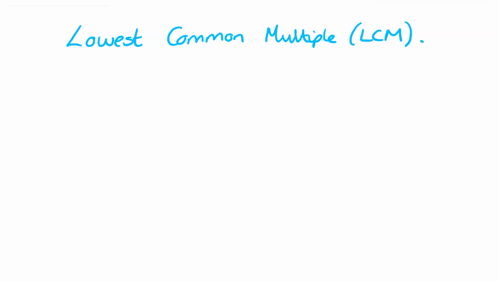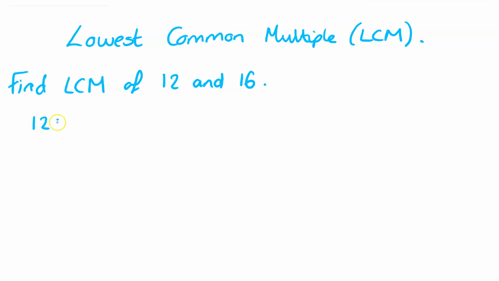Right, I'm going to show you, so let's get my pen to work. Find the lowest common multiple of 12 and 16. So if you're doing the list method, you would just write out the times table. So write out the 12 times table. So 12, 24, 36, 48, 60, 72. You don't really know when to stop.